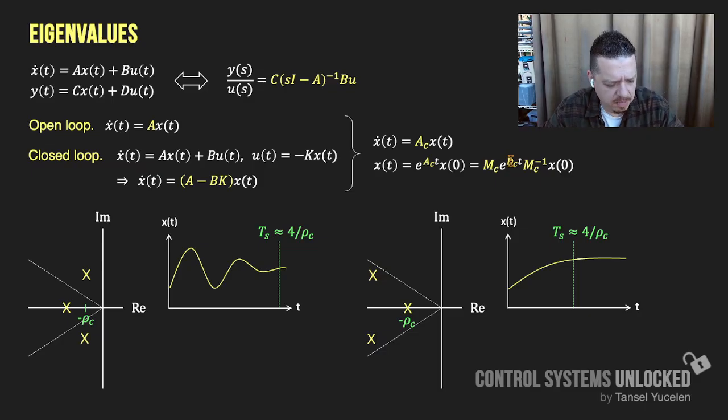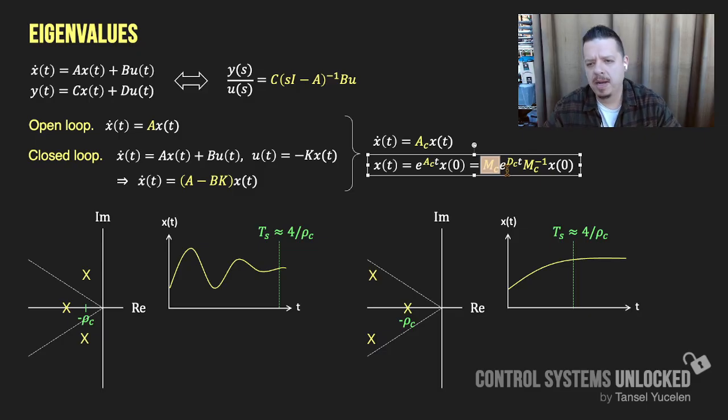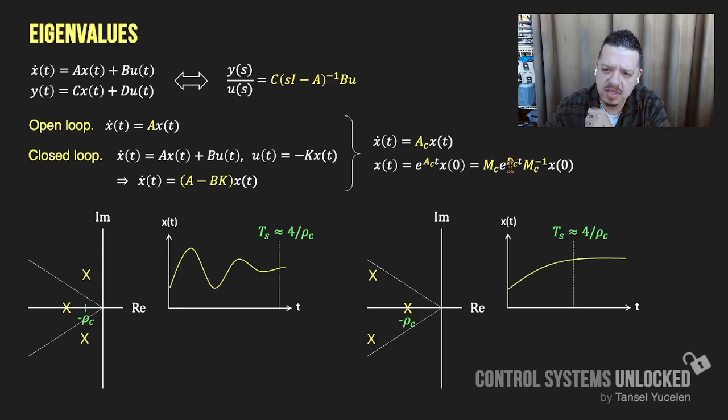But again, I mentioned a couple videos back, I don't care about finding the solutions. I would like to understand how the system behaves by looking at some characteristics like the eigenvalues. And right now we are looking at the eigenvalues. Eigenvectors pop up inside the M_C matrix, but they are all constants, okay? 1, 2, 5, minus 10, it doesn't matter. But the evolution with respect to time of this system is defined by D_C, and this D_C stores the eigenvalues.